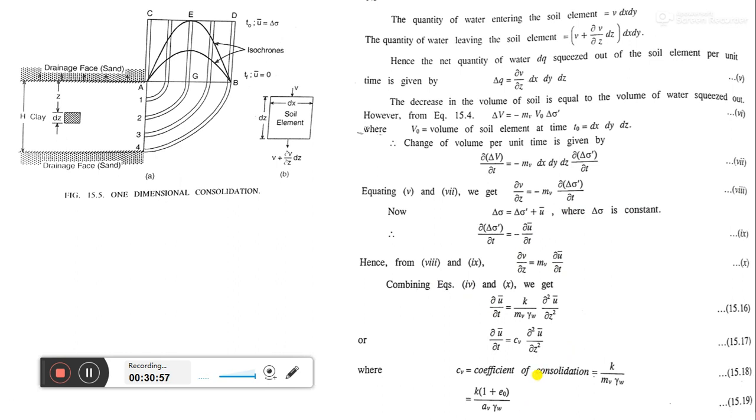Okay, combining equation 4 and 10, we get del u dash by del t equals k by mv gamma w into del square u dash by del z square, or del u dash by del t equals cv into del square u dash by del z square. Here is a new term, that is cv. This is important to us. CV, coefficient of consolidation. You can write what is CV because it is very important.